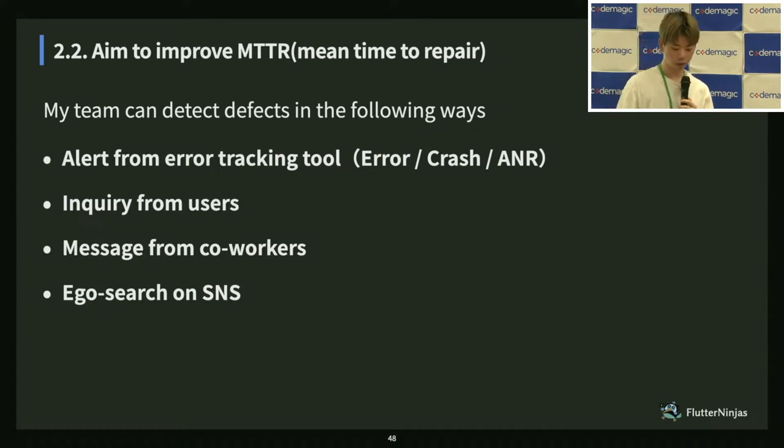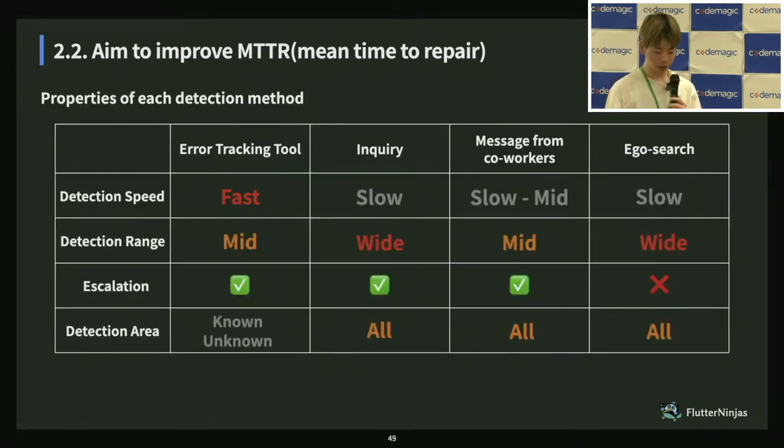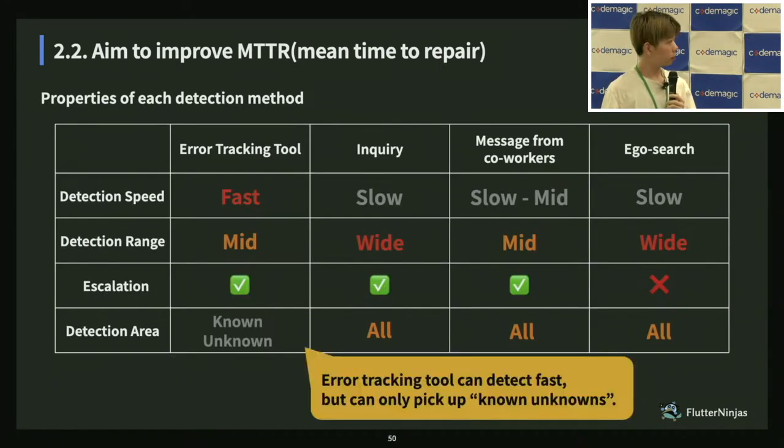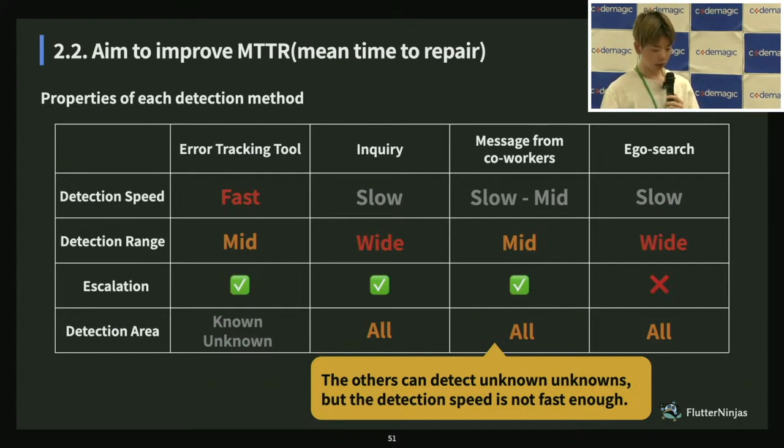These are the following ways our team detects defects: an error, crash, or ANR from the error tracking tool, inquiries from users, messages from coworkers, and ego search on SNS. Let's look at the properties of each way. The error tracking tool is fast for detection speed. However, the detection area is known unknowns only. The others can detect unknowns as well, but detection speed is not fast enough. In addition, detailed information is uncertain.